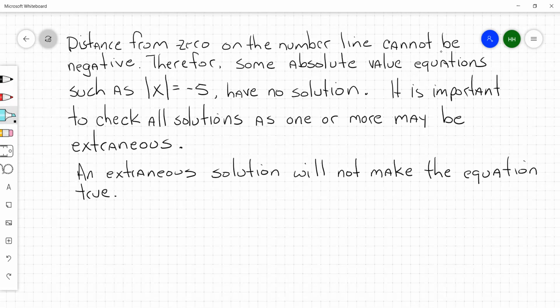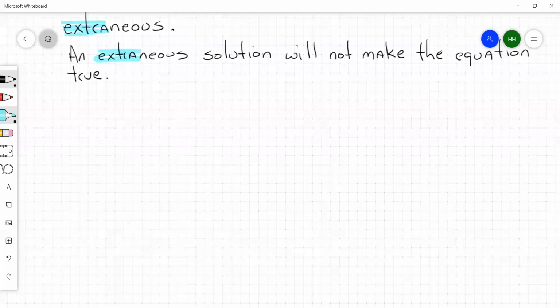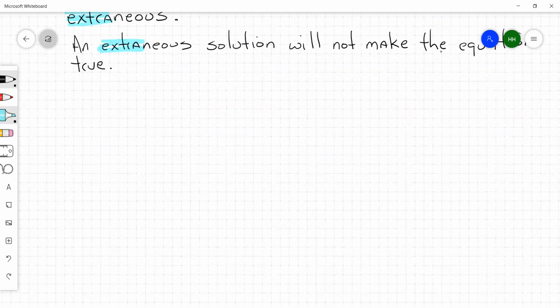The best way I remember extraneous is just by this right here. Extra. It's an extra solution to a problem that doesn't work. And the only way you can find out if a solution is extraneous or not is to substitute it into the original equation. And make sure you do that as often as possible, especially when the directions say, what is the solution of? Check for extraneous solutions.